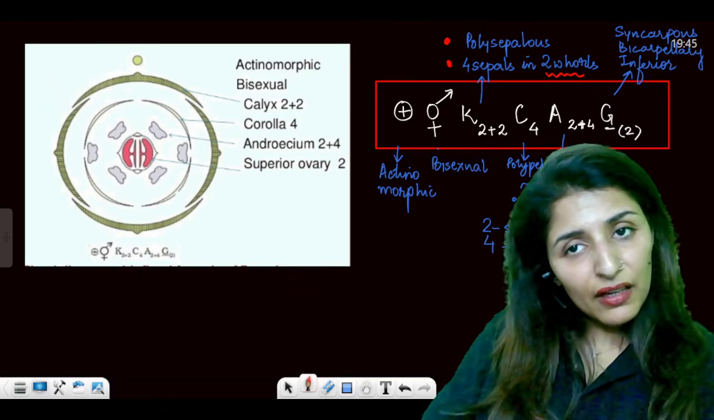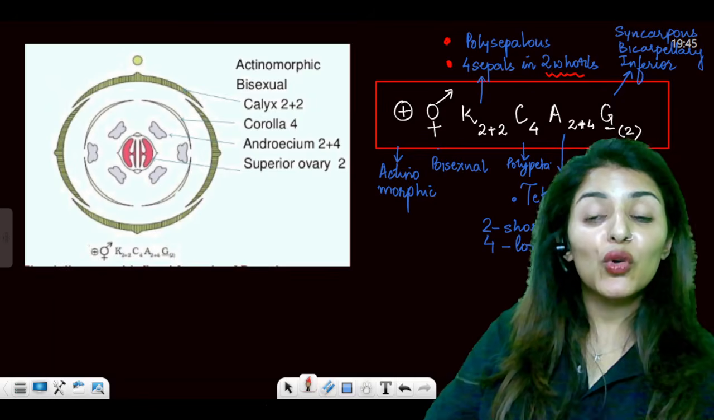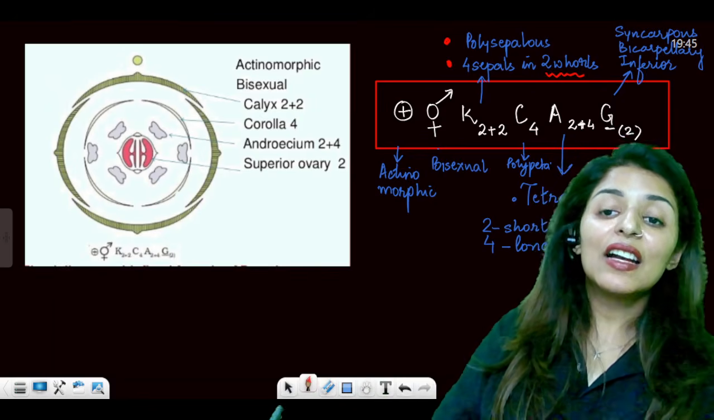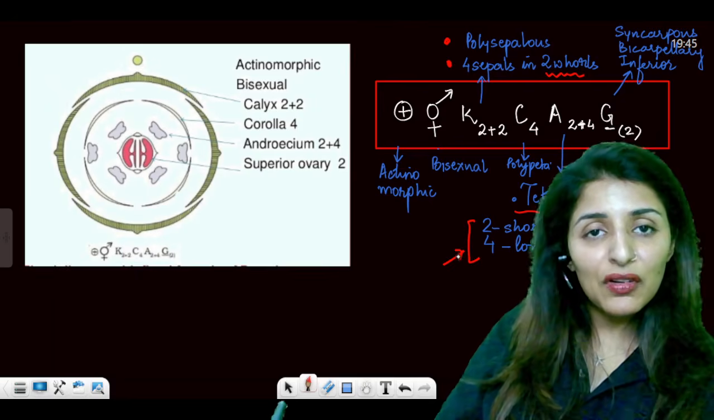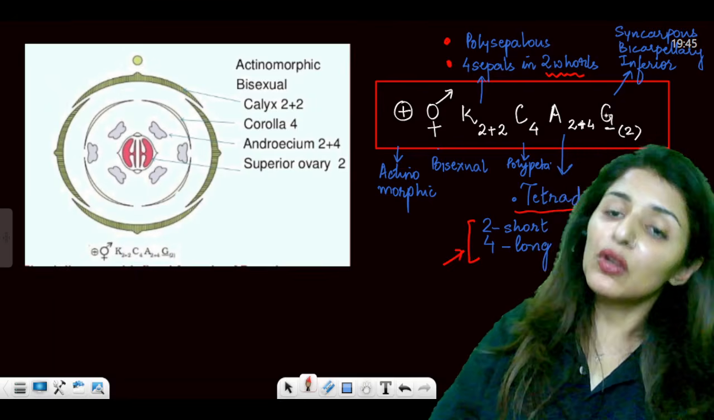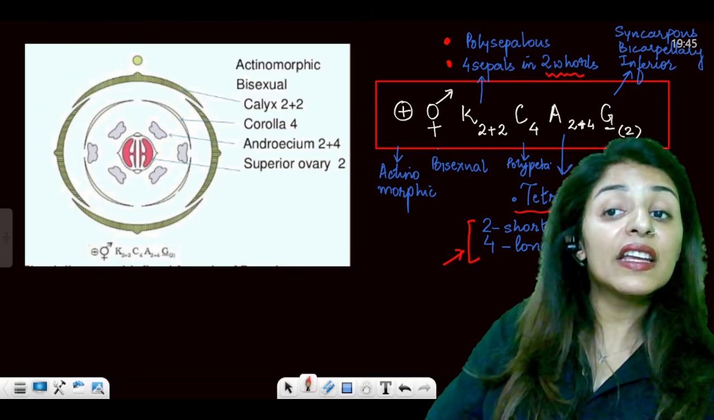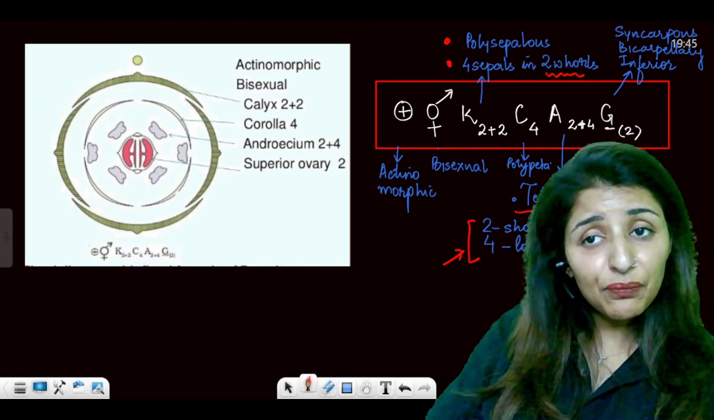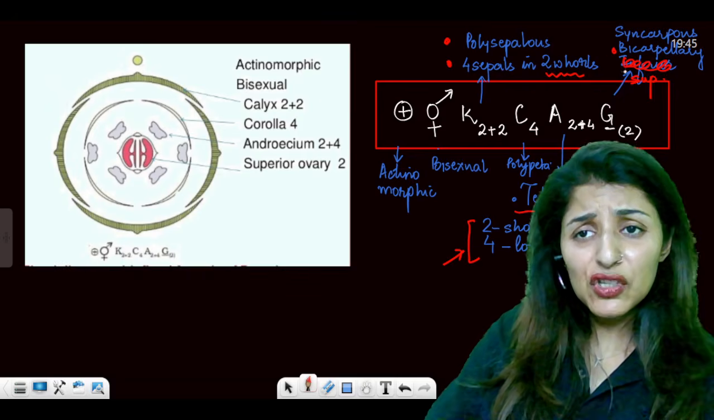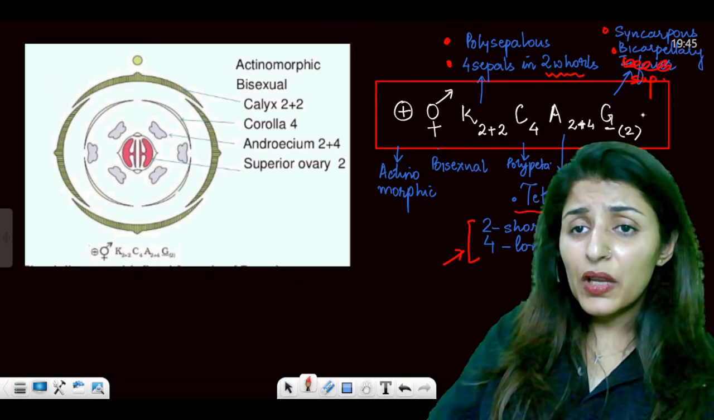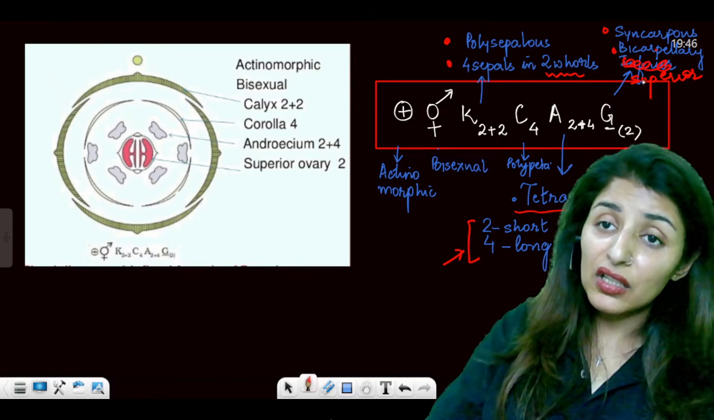Then petals, again 4 in number, polypetalous, they are free. And then androecium, 2 plus 4. I just told you 2 plus 4 is a tetradynamous condition. And this is again typical of mustard family where 2 are short filaments and 4 are long filaments. And you easily understand what does G with a bar below and 2 with bracts around indicate. It is inferior ovary. It is a superior ovary. Then with bicarpellary condition and syncarpous condition. So superior ovary, not inferior, superior ovary with bicarpellary, 2 carpels and fused with each other, syncarpous condition.